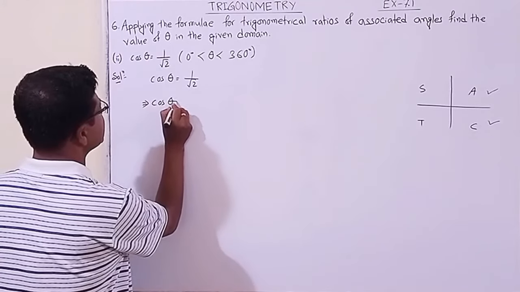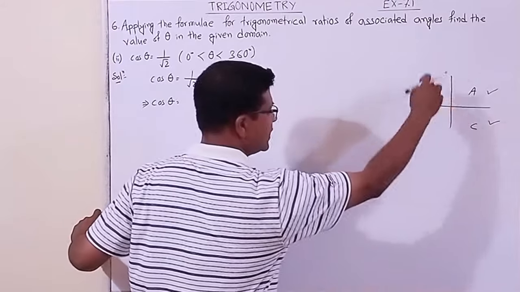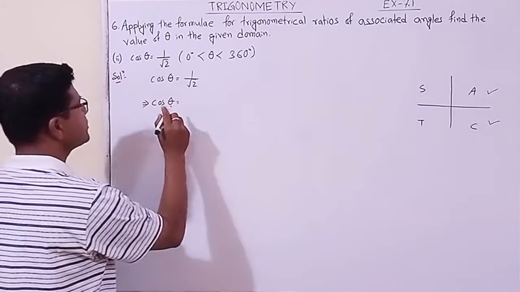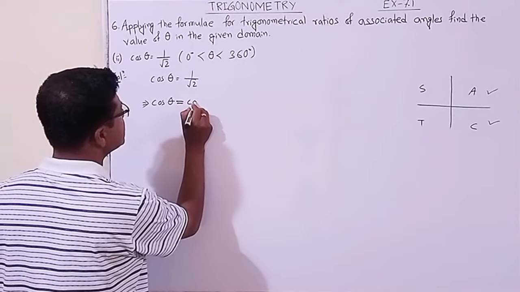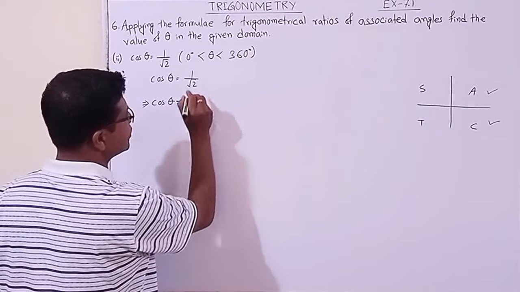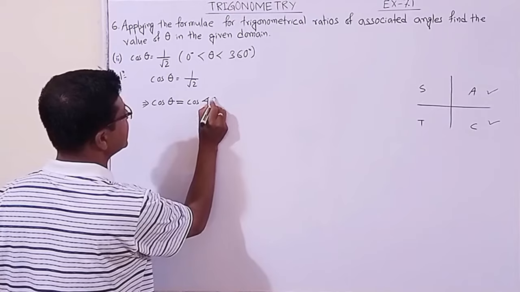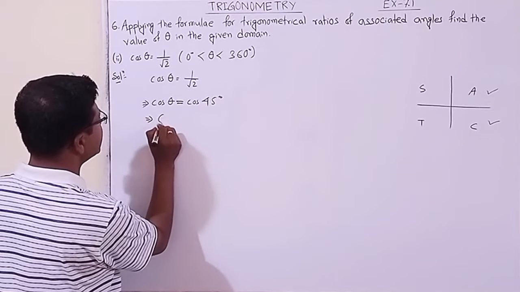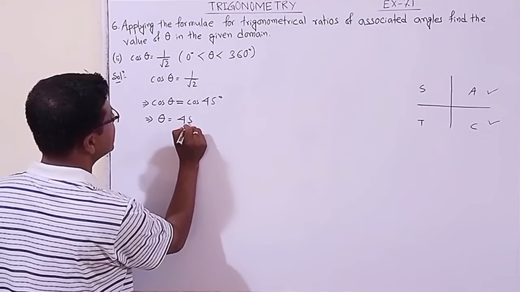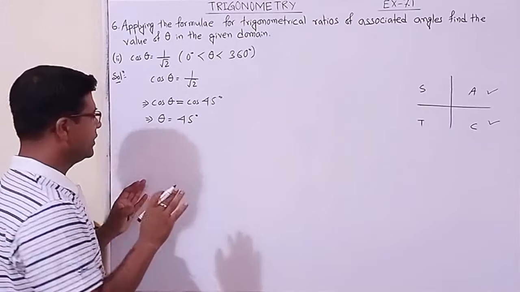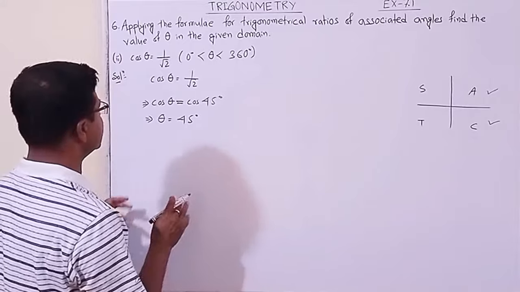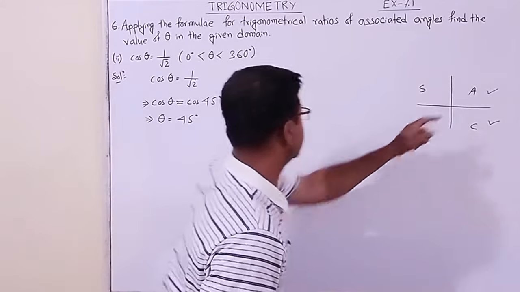So cos of theta, first case. For this one let us do it first, and after this we shall do the other. Cos of what value is 1 by root 2? It is 45 degrees. So directly theta equals 45 degrees. This is very simple. For one or two questions you may suffer, but at the end you will find this is very easy. This is done.